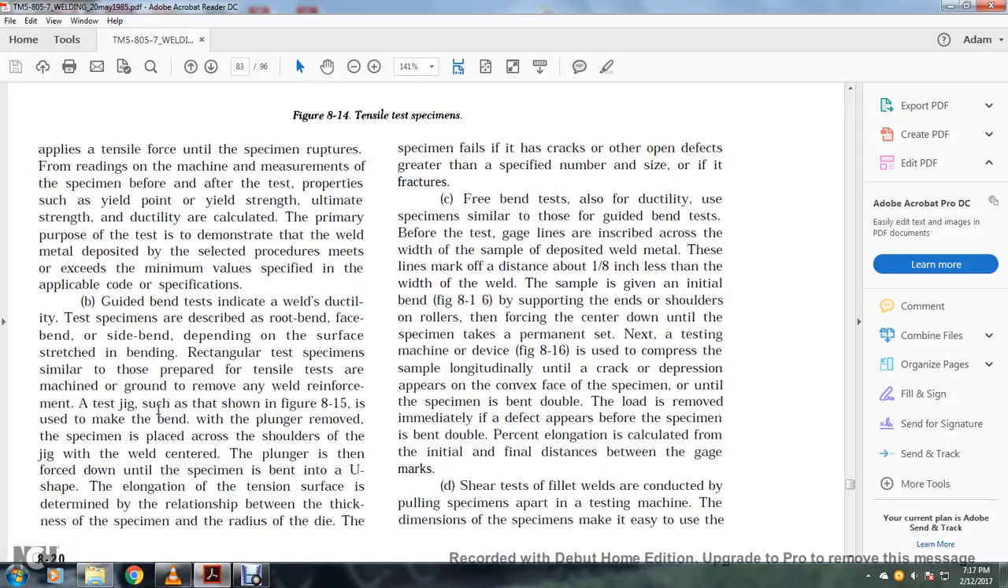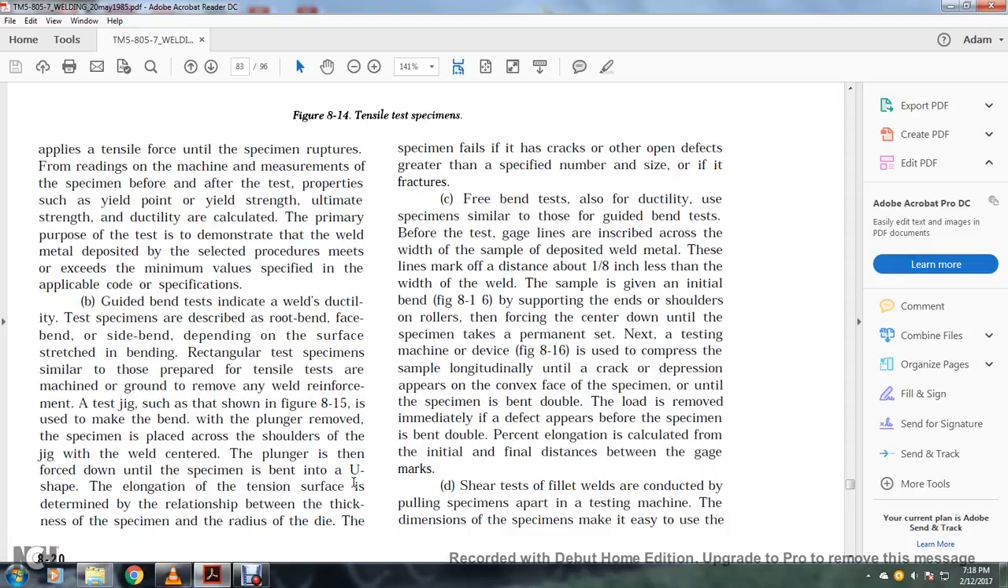Guided bends test the welding ductility, and testing specimens include the root bend, face bend, and side bend, depending on the surface of the stretch and bend. The rectangular test specimens, similar to those prepared for the tensile test, are machine ground to remove any welding reinforcement. The test jig, as shown in figure 8.15, is used to make this bend with the plunger removed. The specimen is placed across the shoulder of the jig with the weld at the center, and the plunger is then forced down until the specimen is bent into a U shape.